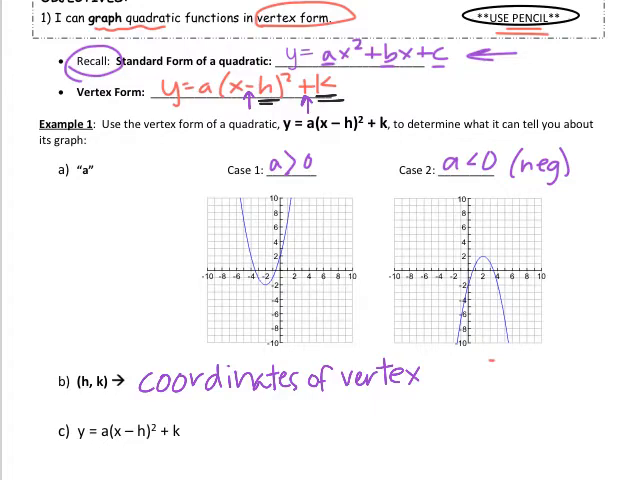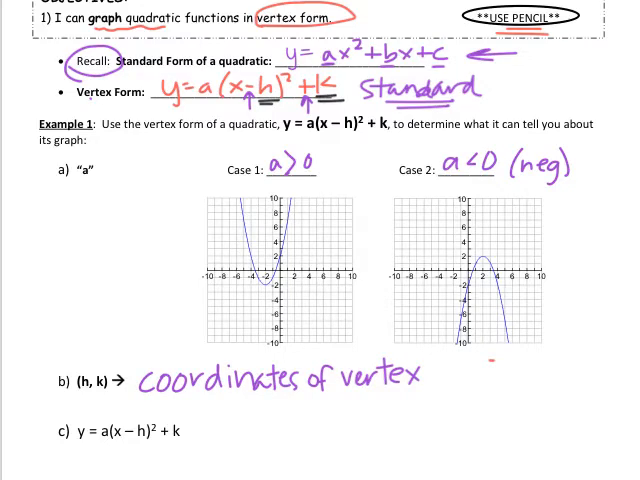Same thing for k. Normally it is a plus. So this is the standard form, standard meaning the normal way that we would see the vertex form. And if you end up with a negative sign in front of the k, you're going to have to revert that to the proper thing. So we're going to take a look at a couple of examples here.